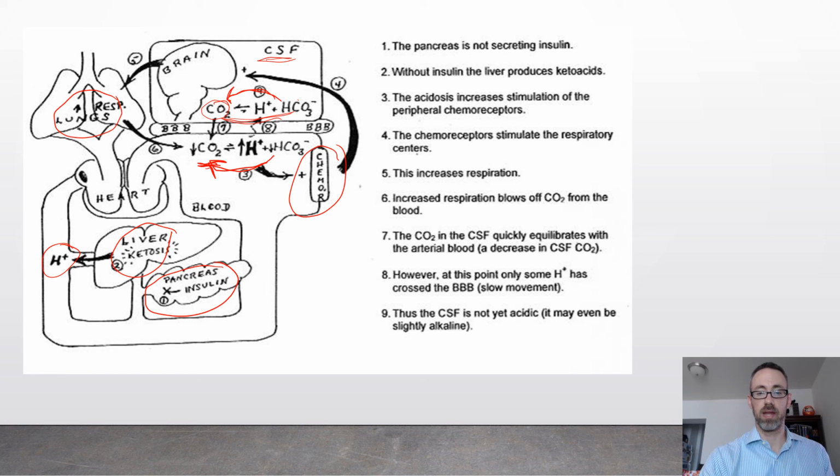So that's what you're seeing at step 9 down here. The CSF is not yet acidic because the protons haven't really readily crossed yet. So it could be even slightly alkaline. And the reason is because the CO2 level is dropped because we're breathing off some of that CO2. And it equilibrates across that blood-brain barrier very rapidly. So this is sort of a complex situation, but you can see that, again, this is to allude towards the fact that the respiratory system can compensate for changes in our pH, because ultimately that's what it's regulating: oxygen, CO2, and the proton concentration.